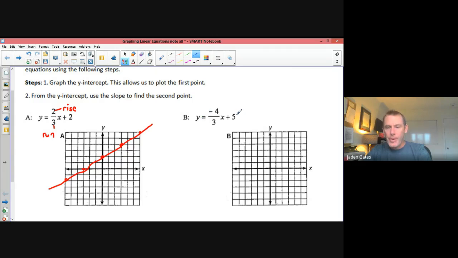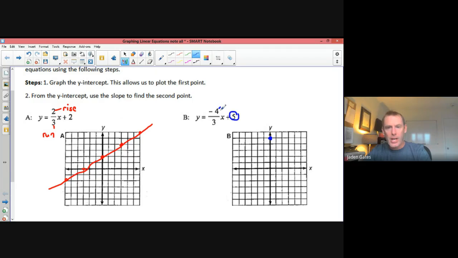All right, on to B. Again, here's our y-intercept. That's the first thing that we want to graph, a 5. So that is where it hits the y-axis. So 1, 2, 3, 4, 5. There's our first point. Again, the slope is going to tell us where to find the other points because it is the pattern of the line.